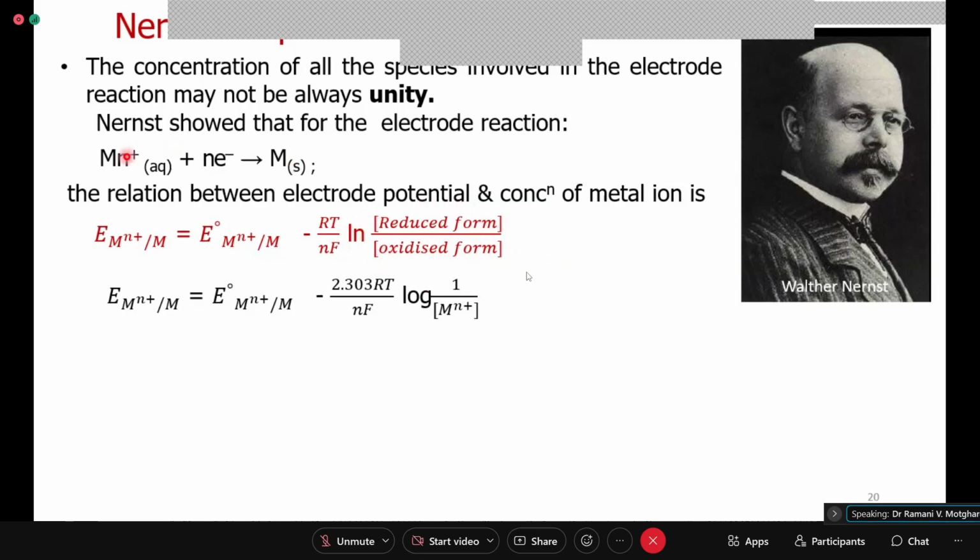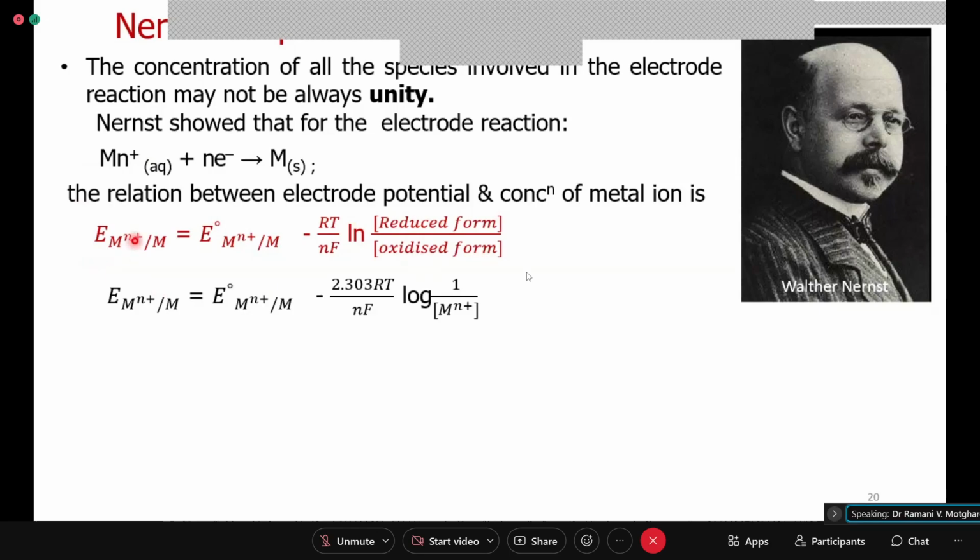So if you write a reaction for a metal cation which undergoes reduction in this fashion, that is M n plus plus n number of electrons, then you get metal solid deposited on the surface. Now, why for all, whether it is zinc or silver or copper, is it written in this fashion? Because in the Nernst equation, we write it like the reduction reaction. So whatever is your reduced form is written here, and the oxidized form concentration is written here.